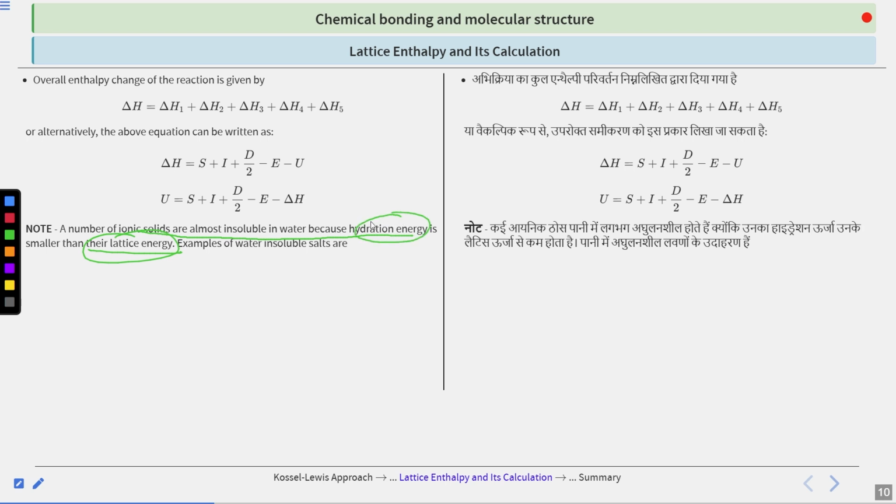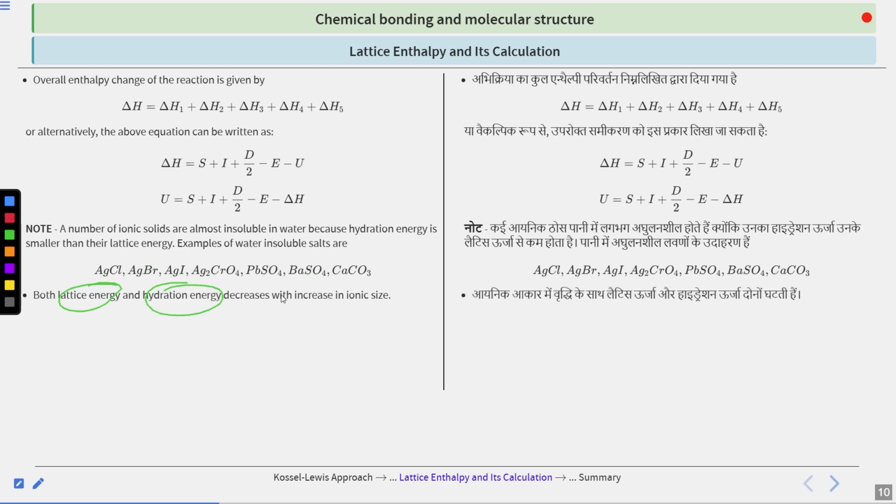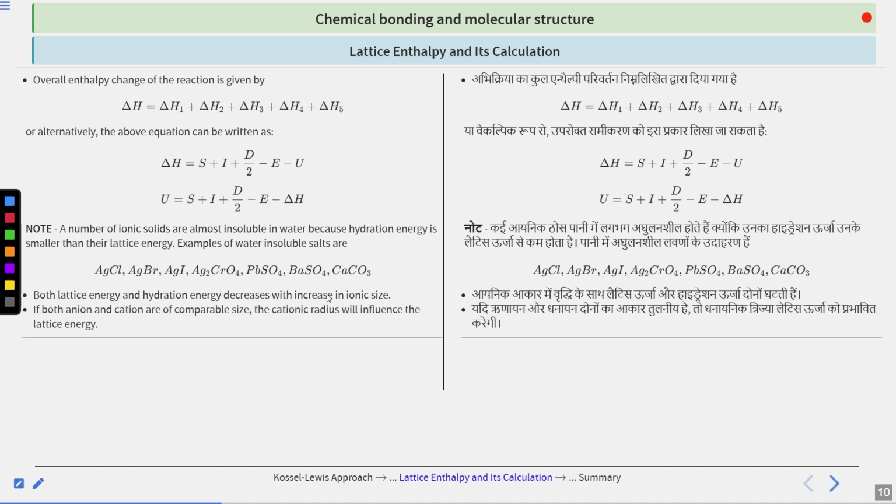So if your lattice energy is larger and is not compensated by the energy supplied by hydration, then we call that salt water insoluble, like AgCl, AgBr, AgI, Ag2CrO4, PbSO4, BaSO4, and CaCO3. These are all water insoluble. Now both lattice energy and hydration energy decrease with increase in ionic size. This point is very important. As you increase the ionic size, your hydration energy will decrease and your lattice energy will also decrease. Now if both anion and cation are of comparable size, the cationic radius will influence the lattice energy. If your ions are not of comparable size, then an increase in ionic size decreases the lattice energy. But if they are of comparable size, then the cation radius will influence the lattice energy.